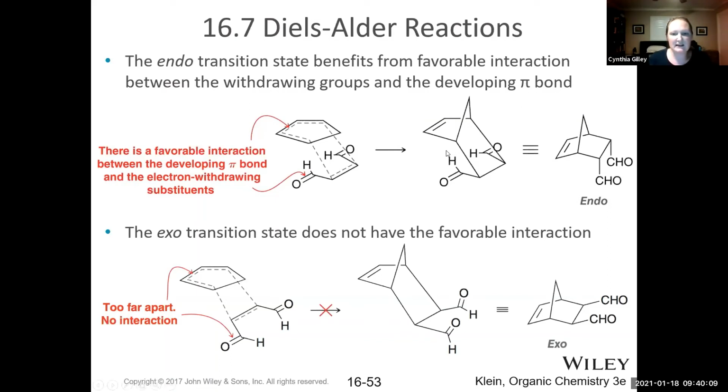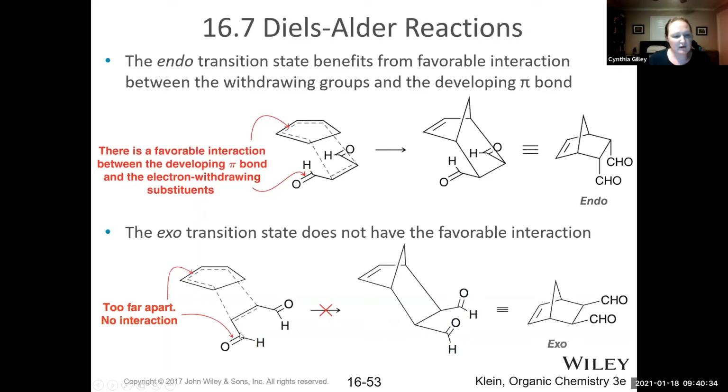So you can see that now we're starting to form sigma bonds. And then as we rotate this so that it looks like this six-membered ring, the aldehydes end up pointed down. We call that endo because of the positioning with respect to the diene. The other possible orientation is the aldehydes are pointed out when the dienophile approaches the diene.